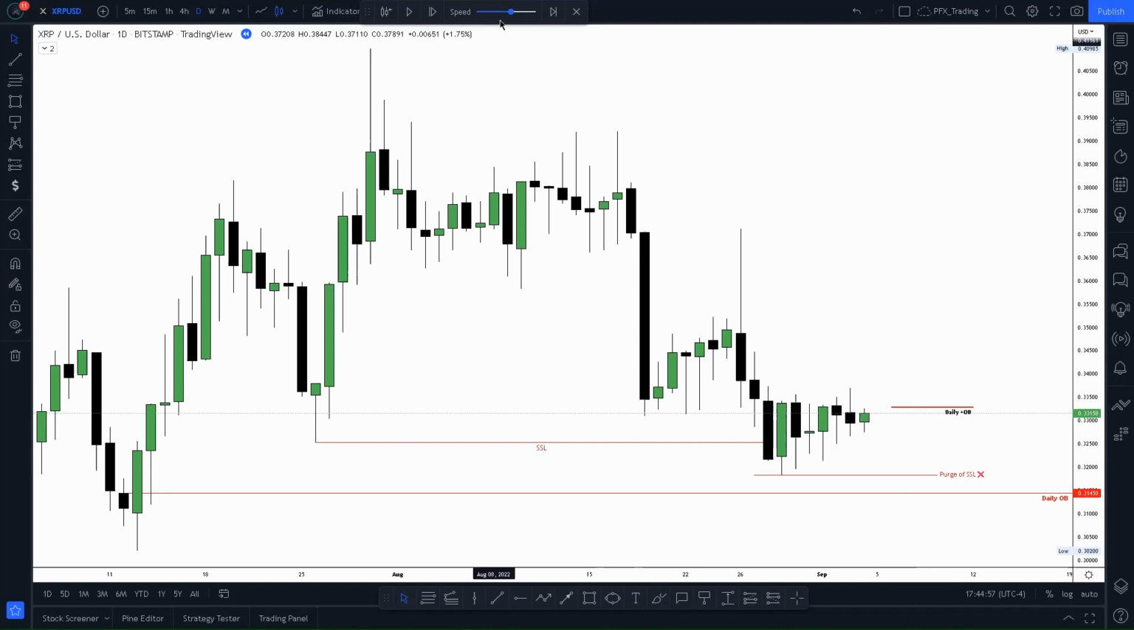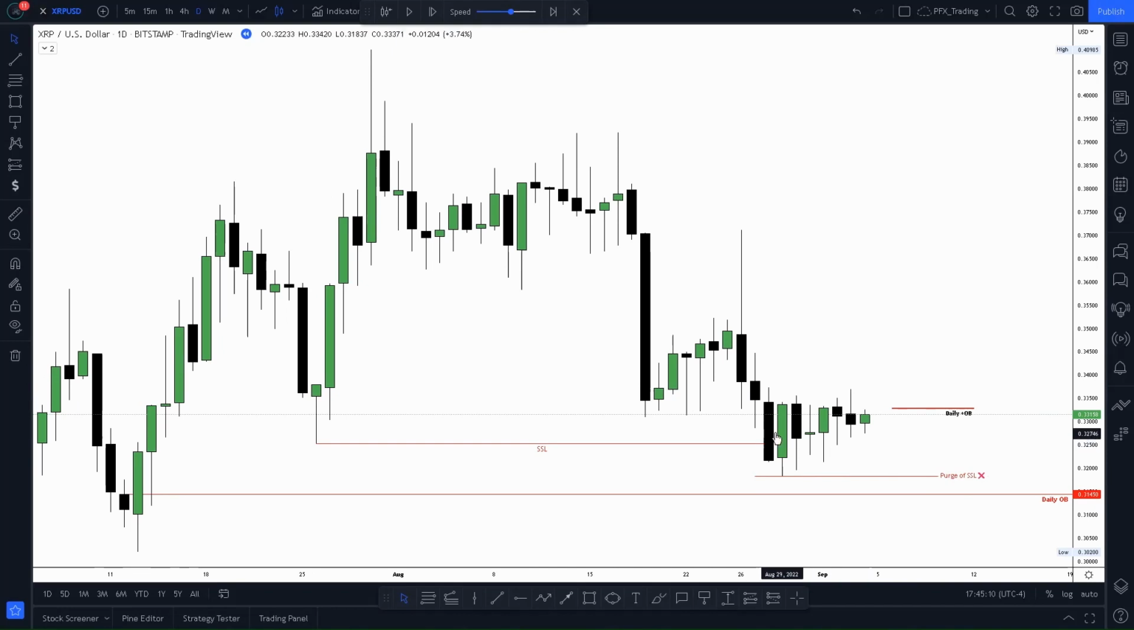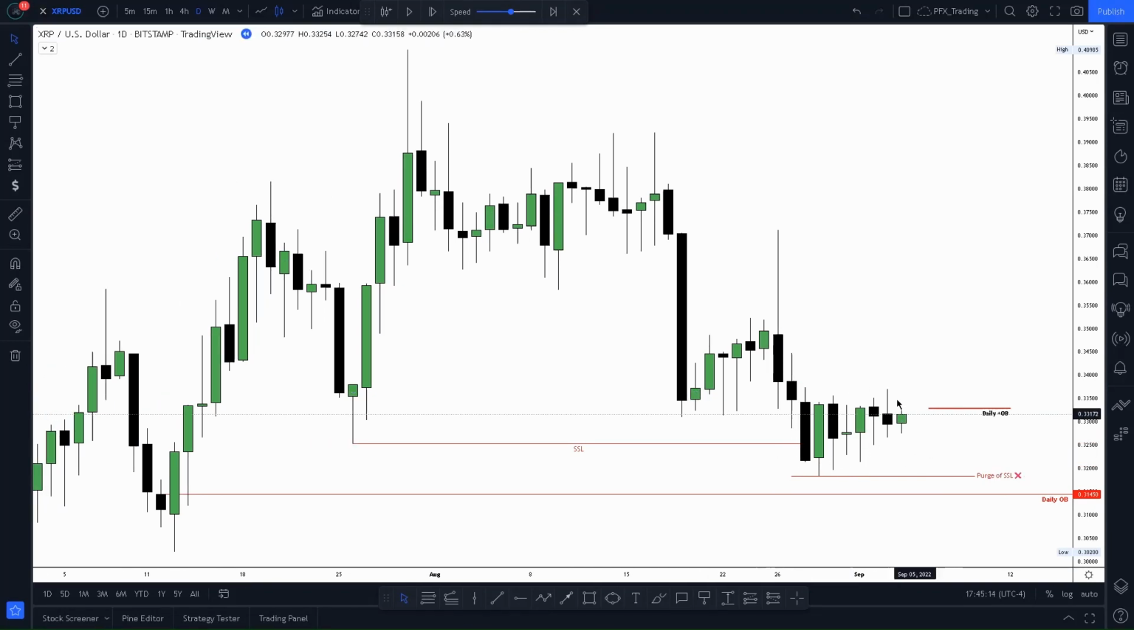I got the replay function in effect right now, and I brought it back to September 4th. Today is September 11th. Now, what's significant about this is a consolidation. Being inside of a consolidation can bring you great opportunity.